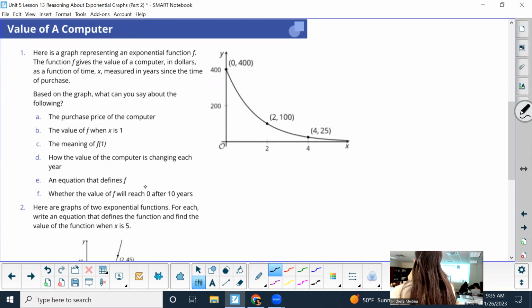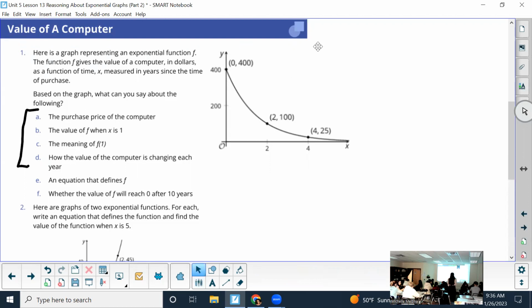So here is a graph representing an exponential function, f. The function f gives the value of a computer in dollars as a function of time, measured in years since the time of purchase. In your groups, you're gonna answer all these parts. Maybe let's start with the first 4 parts to chunk it. So figure out the purchase price of the computer, the value of f when x is 1, the meaning of f of 1, and how the value of the computer is changing each year. It's this graph that you're using.